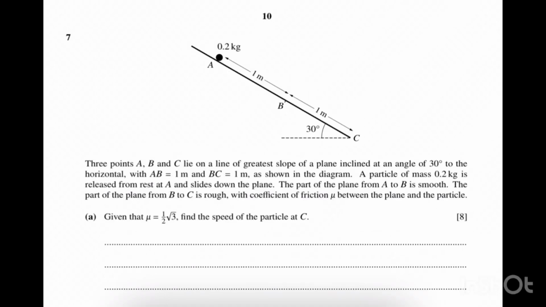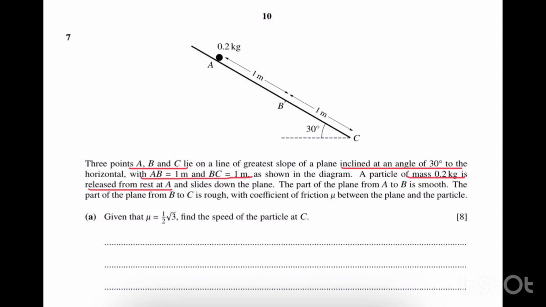For question number 7, they say that 3 points A, B, and C lie on a line of greatest slope of a plane inclined at an angle of 30 degrees to the horizontal, with AB equals 1 meter and BC equals 1 meter as shown in the diagram. A particle of mass 0.2 kg is released from rest at A and slides down the plane.